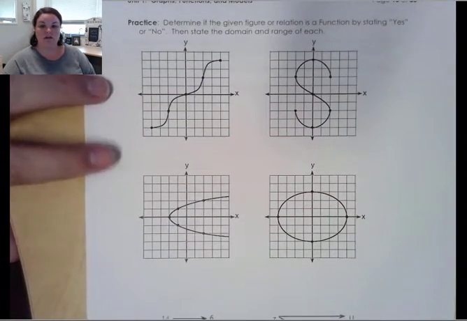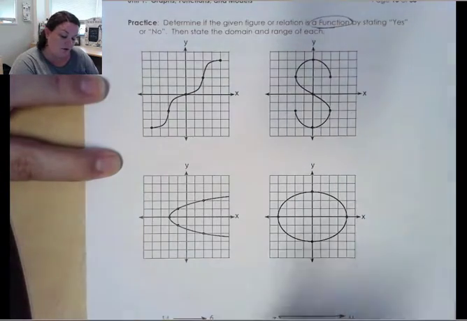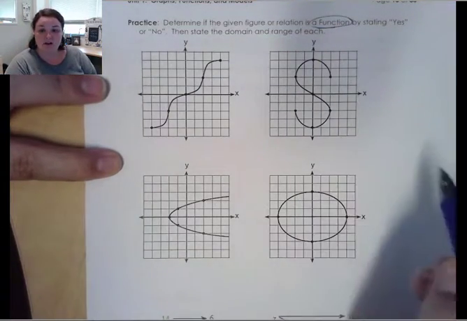All right, so on the next page, there are 6 for y'all to try. So the first thing is we want you to determine if it's a function. So you can either write function or not a function.